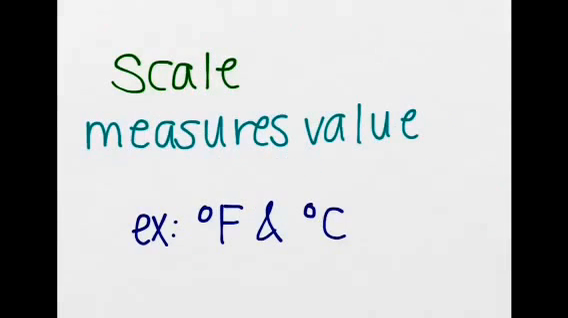Okay, so the last thing we're going to talk quickly about is the scale. A scale basically measures value. A good example of a scale is temperature. We measure temperature using two types of scales, Fahrenheit and Celsius, and they're both measured in degrees.